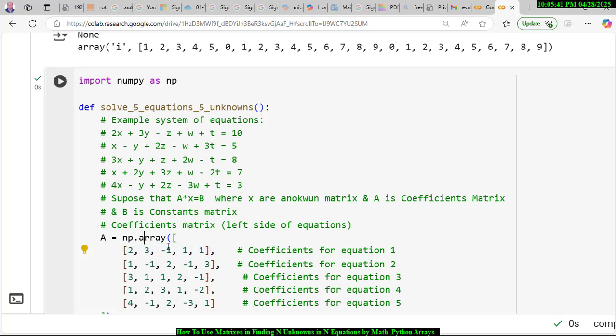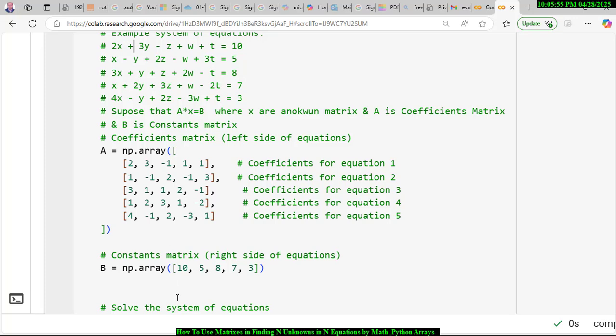So this array is a two-dimensional array. It's 5 rows and 5 columns, 5 by 5. Okay? Then we define the constant array, which is on the right side, which is 10 5 8, and this is a one-dimensional array with only 5 elements.